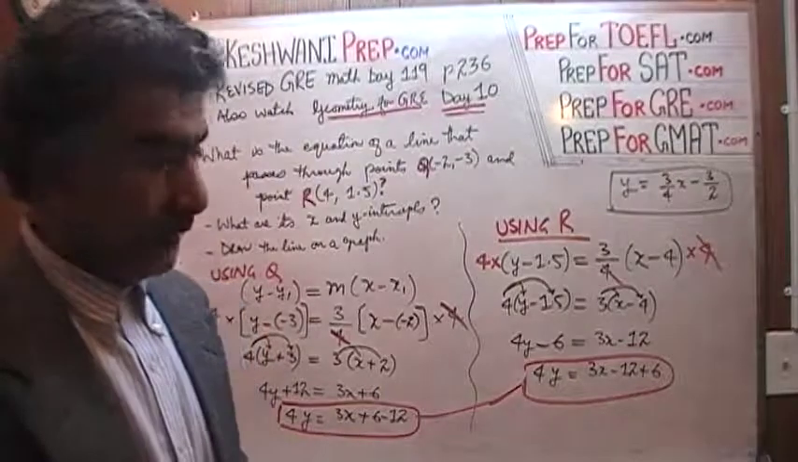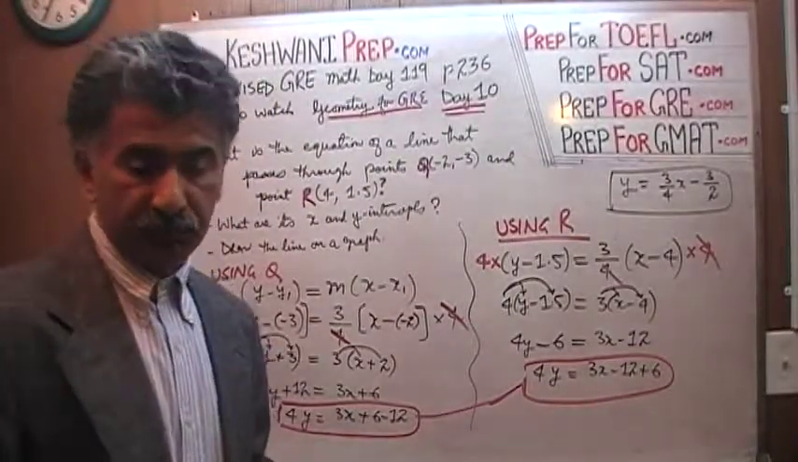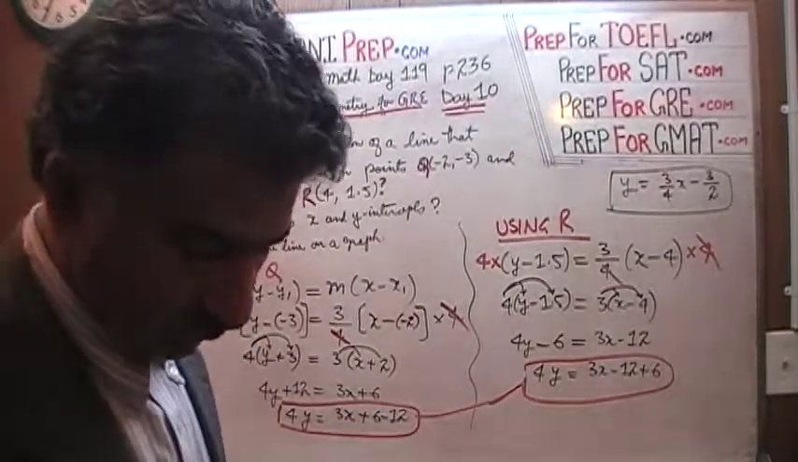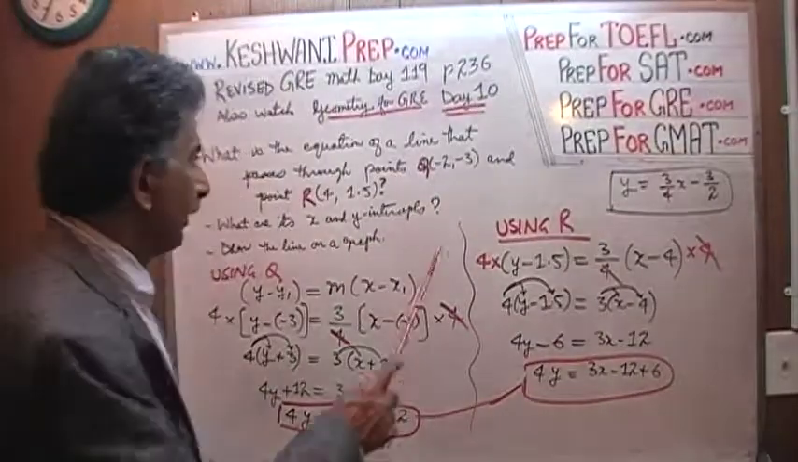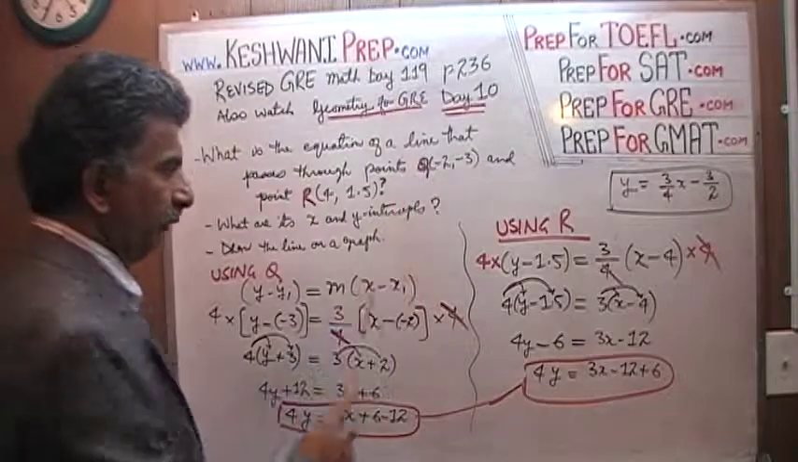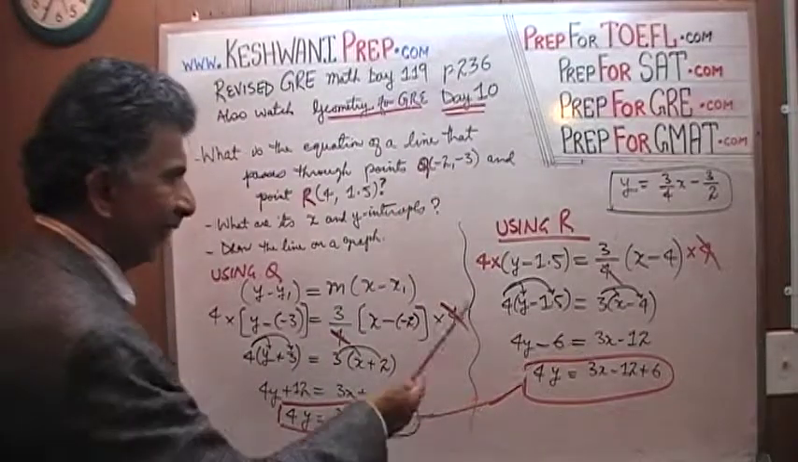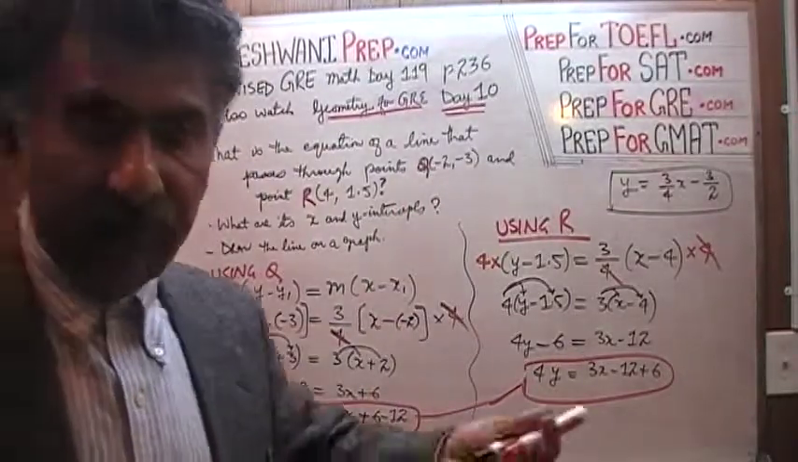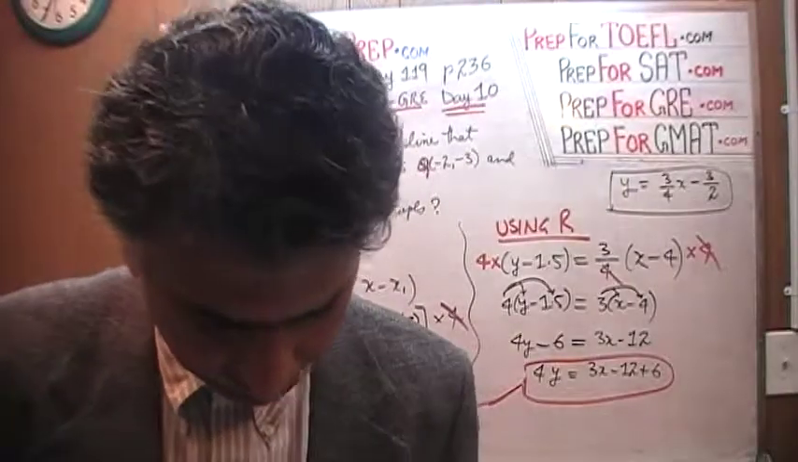And therefore it doesn't matter which point you use, it's up to you. You just have to be consistent. If you're going to use the y coordinate from Q, then you have to use the x coordinate from the same point also. You can't go around mixing things. But that's the equation of the line. We are done as far as the equation of the line is concerned.